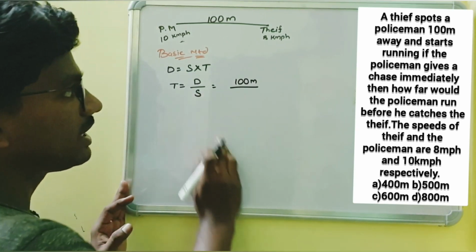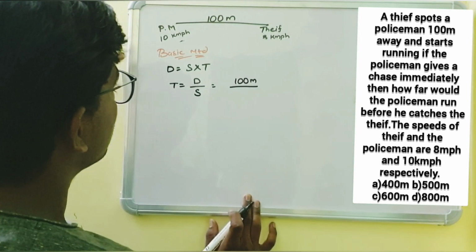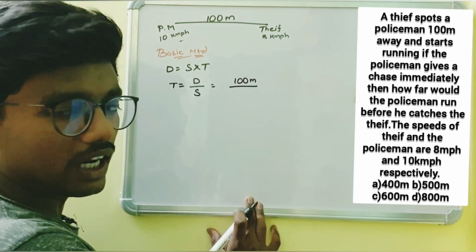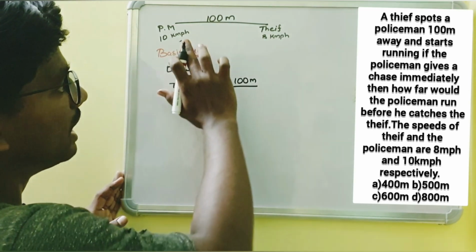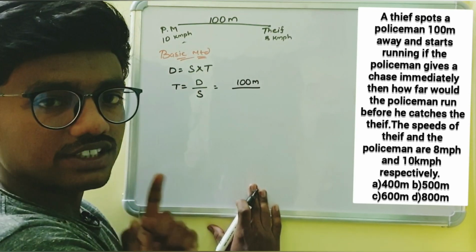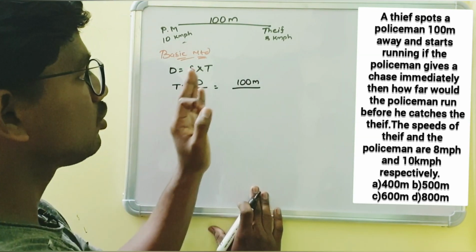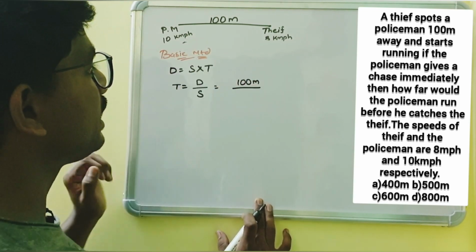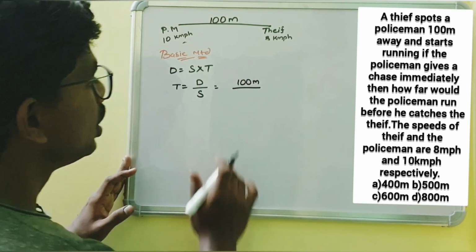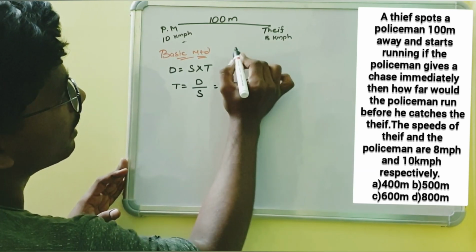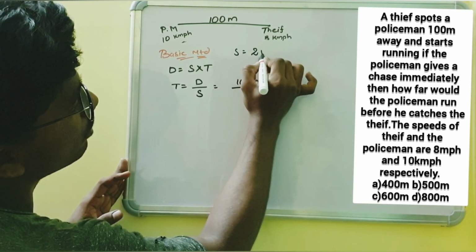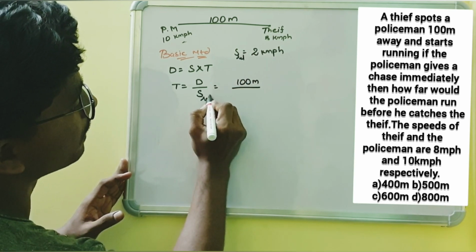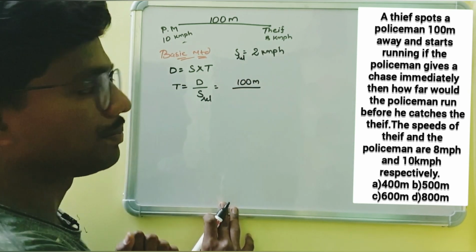Here the speed is nothing but the relative speed. The speeds are given as 10 kilometers per hour and 8 kilometers per hour respectively. As these two persons are moving in the same direction, the speeds have to be subtracted. So 10 kilometers per hour minus 8 kilometers per hour is 2 kilometers per hour. Speed is equal to 2 kilometers per hour, the relative speed. We have to take the relative speed.